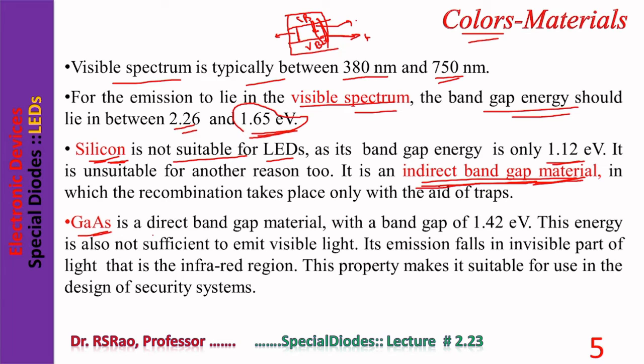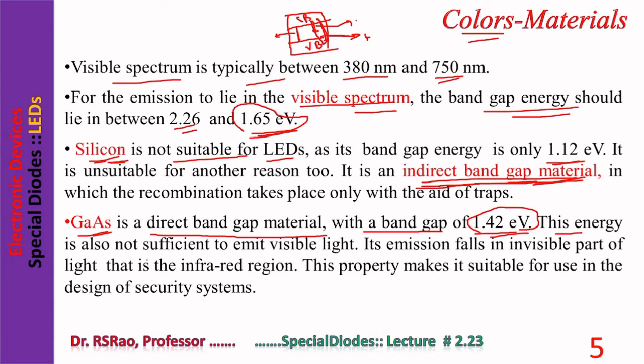Gallium arsenide is a direct band gap material with a band gap energy of 1.42 electron volts. Notice this 1.42 is still smaller than 1.65. Even though gallium arsenide is a direct band gap material, its gap is 1.42, smaller than the 1.65 minimum required band gap. That's what he is telling.